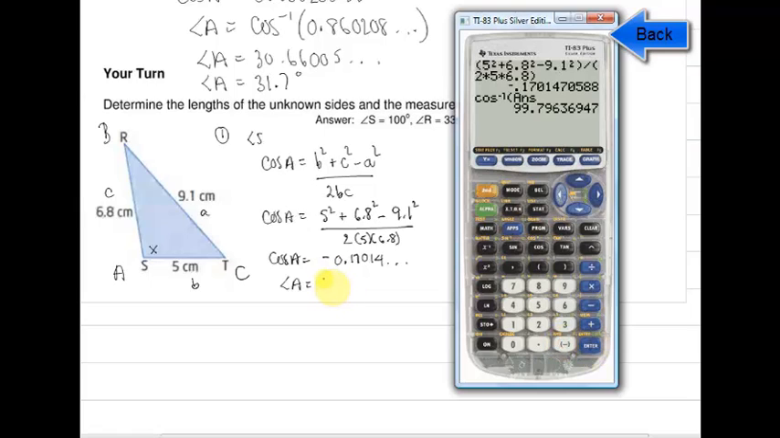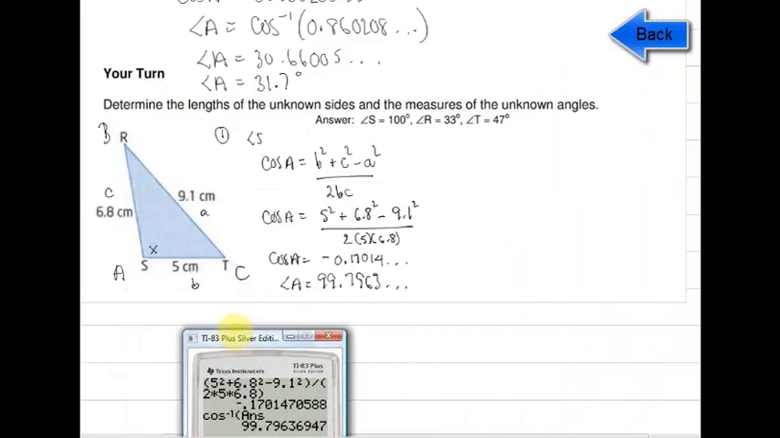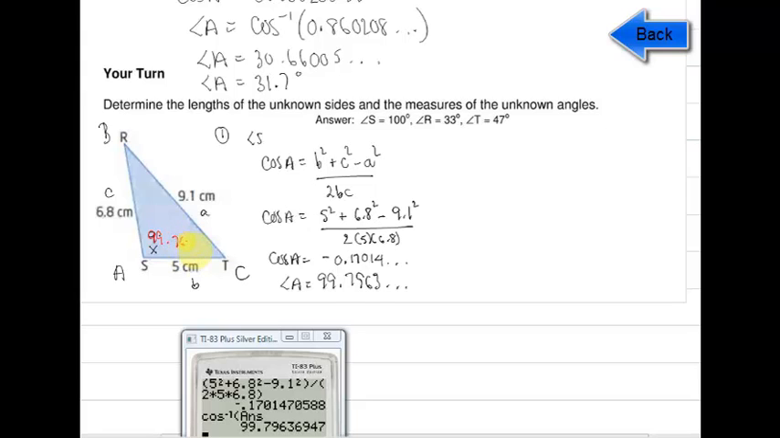So angle A equals the inverse cos of that, and I get 99.79 dot dot dot. Okay, so I'll round that off later because I want to use all these decimal places to work out the rest of the work. Okay, so angle A then is 99.7963.